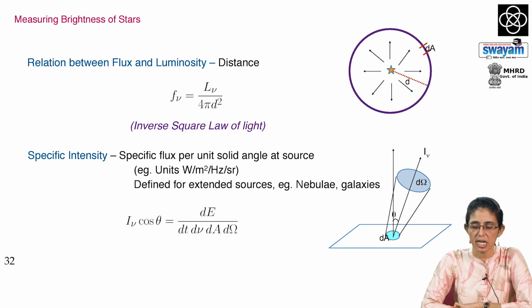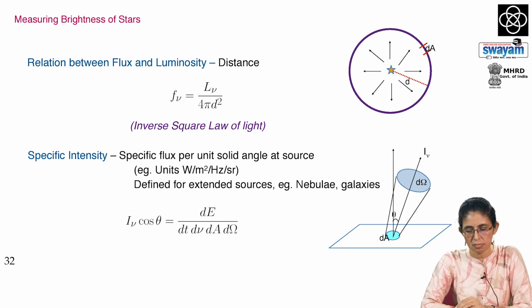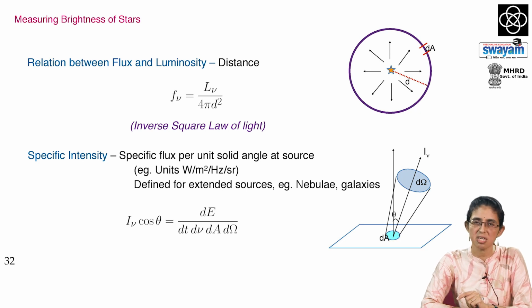So, as shown in the top right figure, if one considers a spherical wave front, and a small area dA over which the energy is being measured, and the distance at which it is being measured is d, then the flux density is given by the specific luminosity divided by 4 pi d square, where d is the distance to the star from earth.